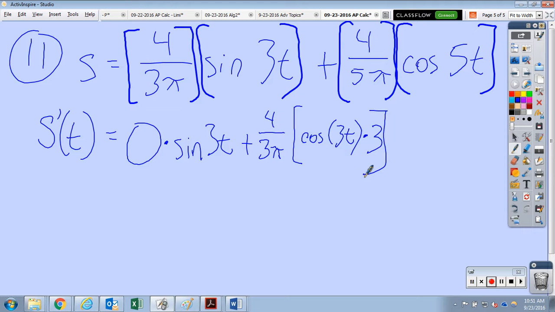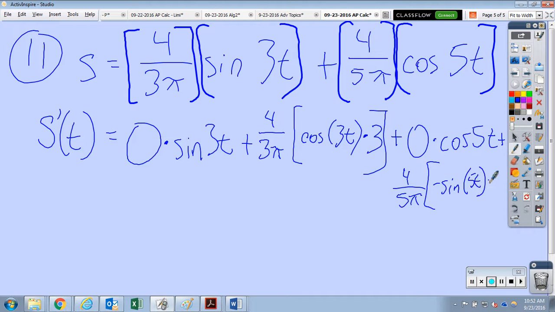Then you have plus the derivative of the first guy, which is nothing, so it really doesn't matter what I write here, but I'll go ahead and write it out so it looks nice. Plus, leave the first guy alone, times the derivative of the second guy, which would be negative sine of 5t. Sorry, I couldn't fit it on one line. This is supposed to be a dot. Plus.